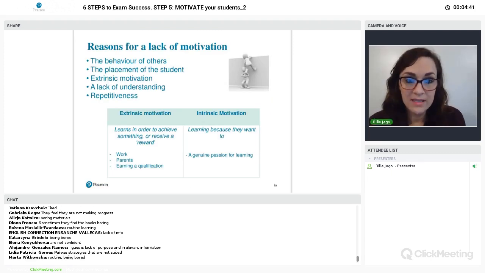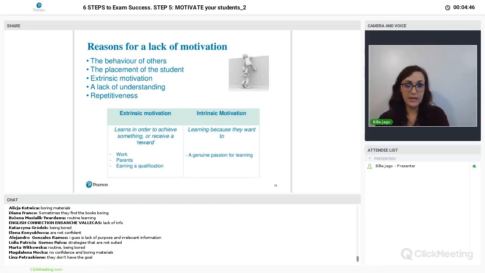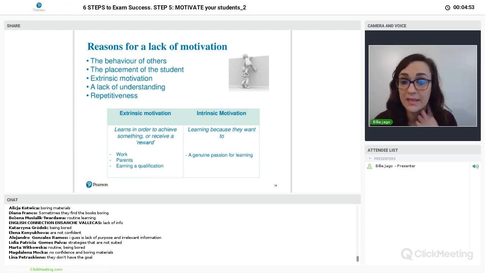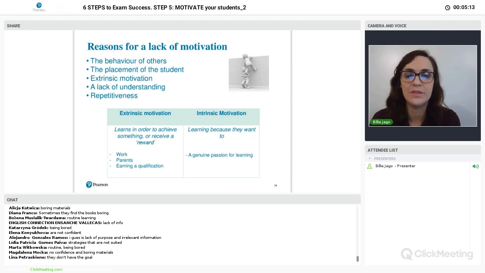So some ideas that I came up with, whether that is the behaviour of others, so whether that's the behaviour of a particular student around them, the placement of the students, so maybe they think they're in the incorrect class, for example, or in a lower level class than they previously studied in. The extrinsic motivation behind their learning, and simply because sometimes they don't understand what's going on in a particular lesson, and as many of you said as well, repetitiveness and the boredom just of repeating the same materials as well, or maybe the way that they're delivered.